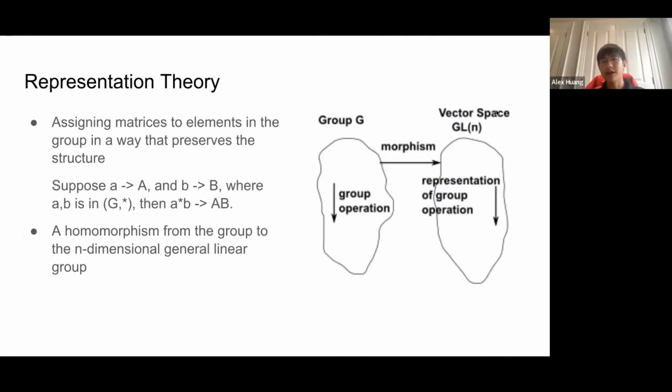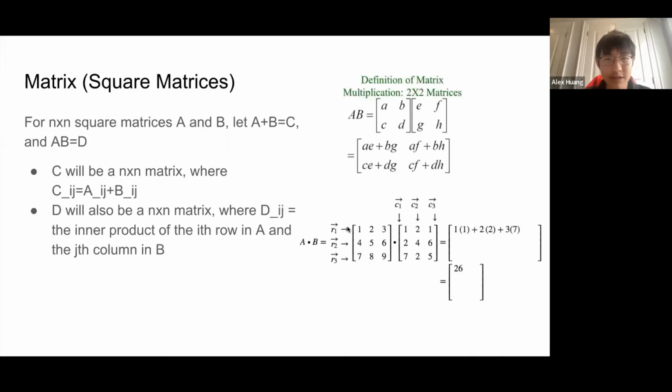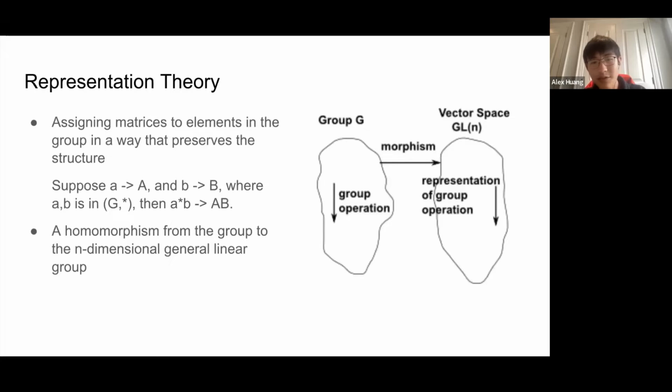And now we finally get to representation theory. So what is representation theory? So what is a representation basically? If you think about it, it's actually how you assign matrices to the different elements in the group. So remember, a group is an algebraic structure we defined here, right? And you basically assign different matrices to the elements of the group in a way that preserves the structure.